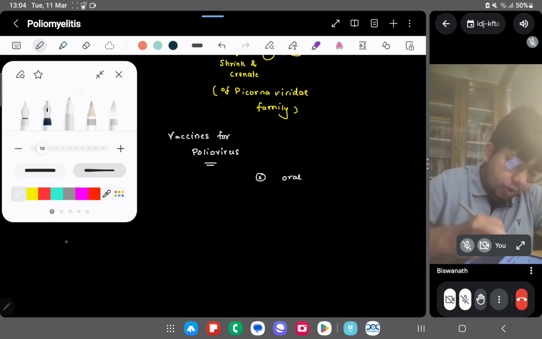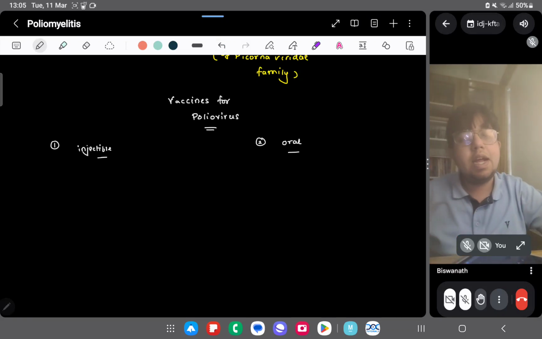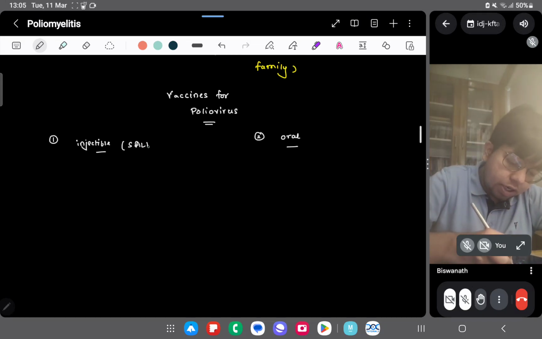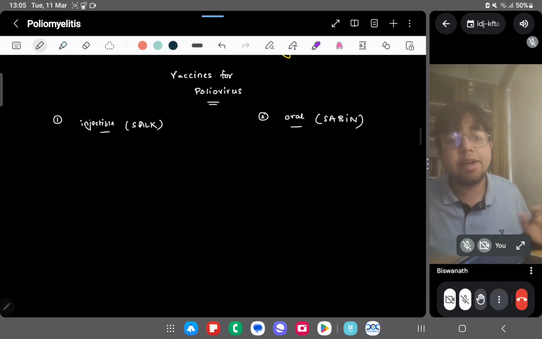This question is also important for your prof exams as well as your PG. Injectable vaccine and oral vaccine. The injectable vaccine is called the Salk vaccine. Just remember this name, Salk vaccine. And oral is called the Sabin. Like Salk and Sabin, right?